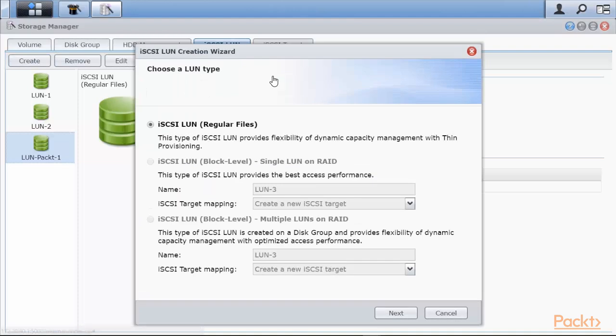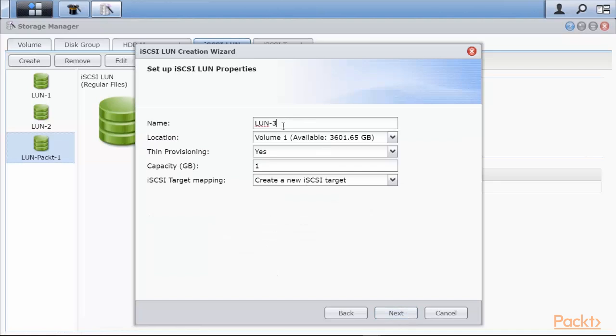So in this case, I create a LUN. There we go. It's a regular file, no RAID. I'm going to give it a name. It'll be LUN packed 10. I reused that before. It's going to be located on that logical volume. I'm going to use thin provisioning. I could have selected no, and had thick provisioning. The capacity is going to be 10 gigabytes, and I will create a new iSCSI target. I could have mapped it to an existing iSCSI target, but it's just easier for me to think in terms of one LUN to one target. Now again, different storage arrays do this differently, but usually the most basic way to do it is by having one LUN to one target. I click on next.